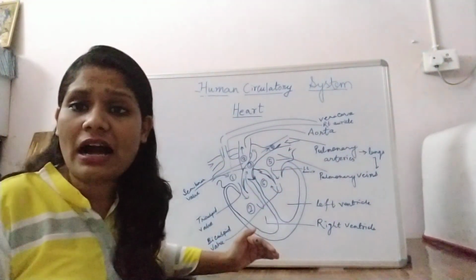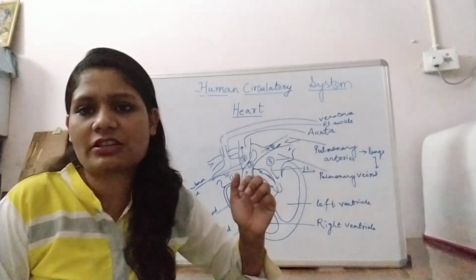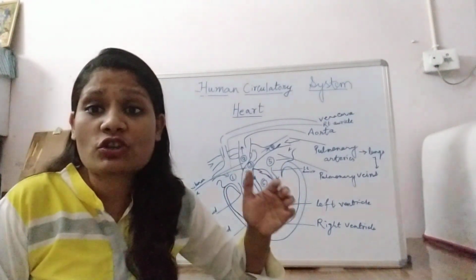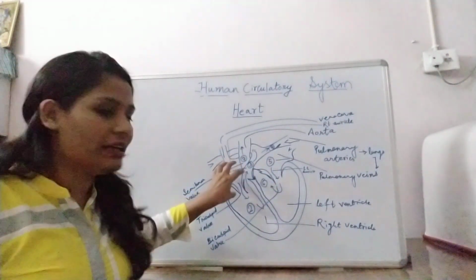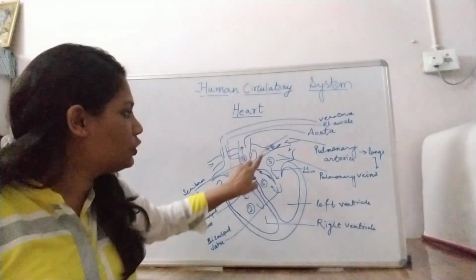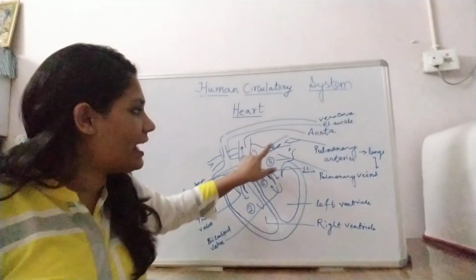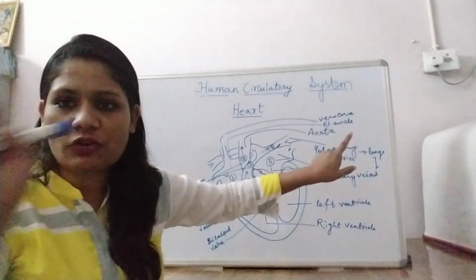The circulation in the right part of the heart is pulmonary circulation. The deoxygenated blood comes to the right auricle, from the right auricle to the right ventricle, then into the pulmonary arc, and then to the pulmonary arteries, and then to the lungs. The pulmonary circulation is over.